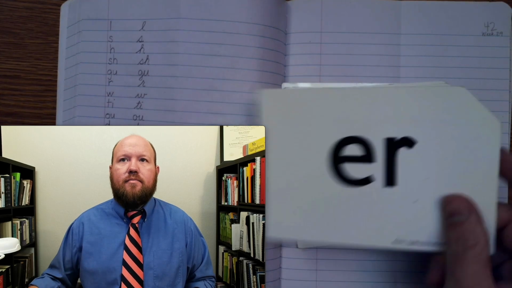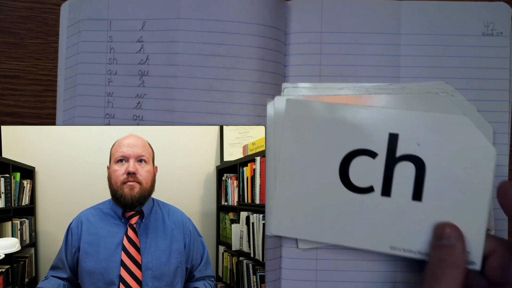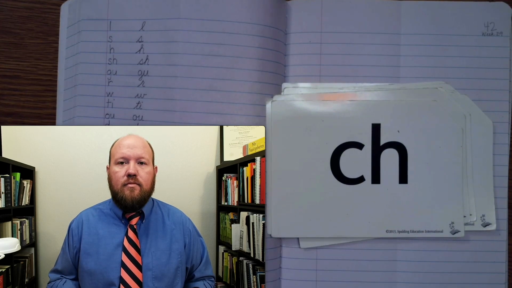Th, th. Her. Ch, k, sh. G, j. When may it say j? When followed by an E, I, or Y.